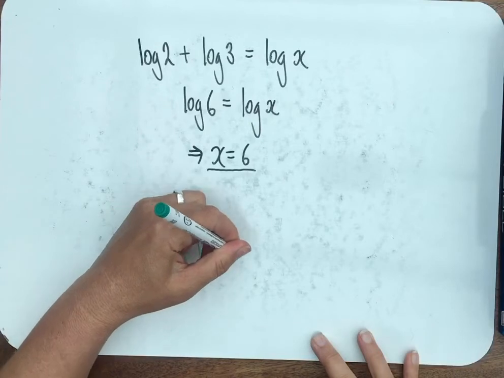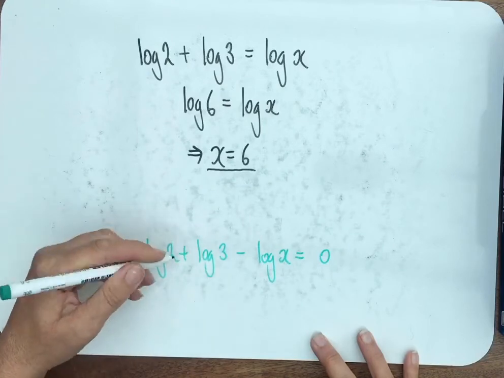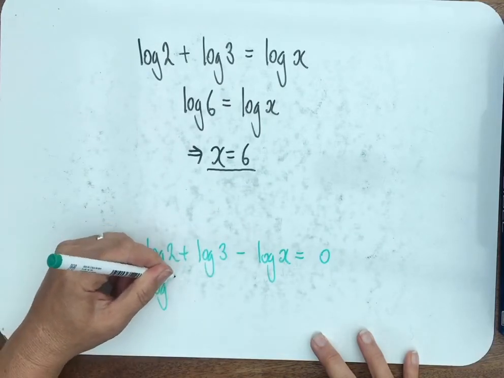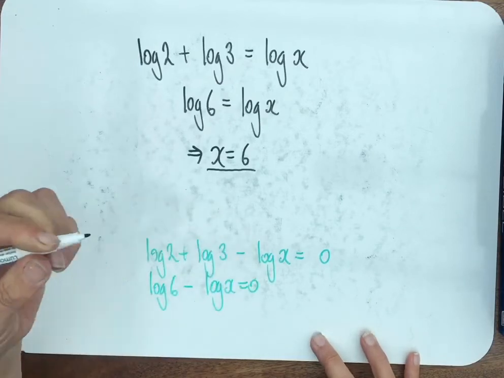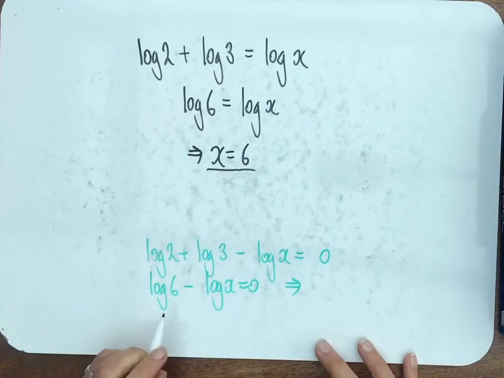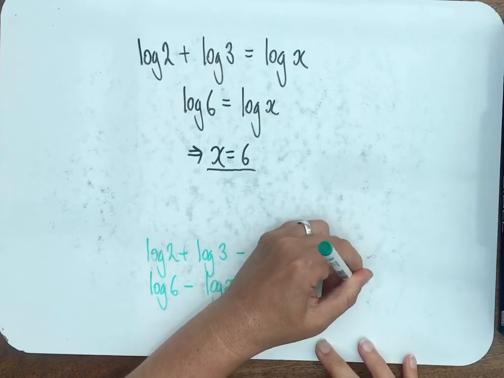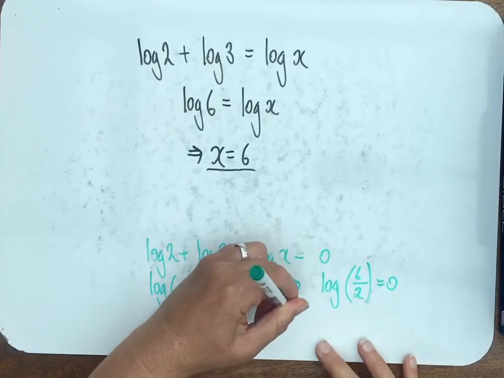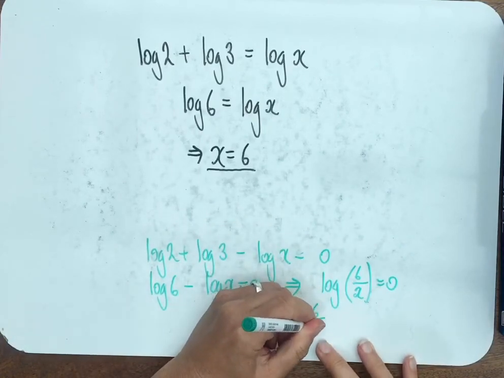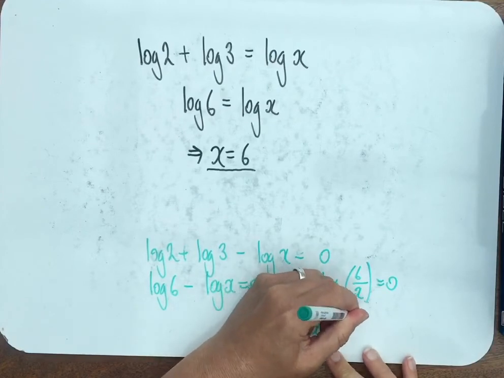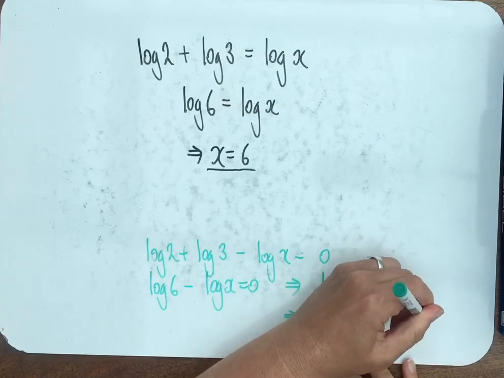So I could take away my log x, set it equal to 0, combine my logs together, hopefully you can see that, sorry, screen's not so bright. That's the same as log of 6 over x. And then if you undo that logarithm as a power, it's a base 10 log. So 6 over x is equal to 10 to the power 0. 10 to the power 0 is 1. And so x equals 6.